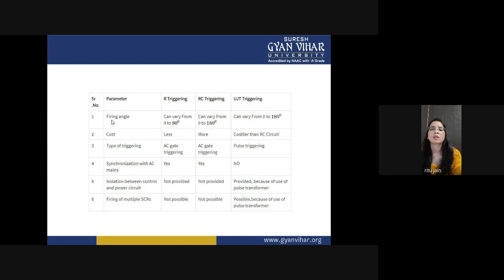By pulse triggering, you are basically injecting electrons into the gate terminal through the current, because current is the flow of electrons. So you were injecting the electrons. We have compared these two triggerings to each other. So this is all about the triggering methods of SCR.